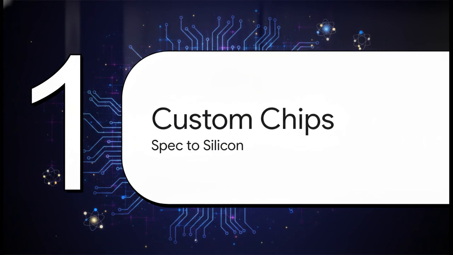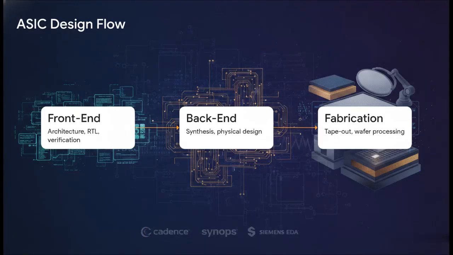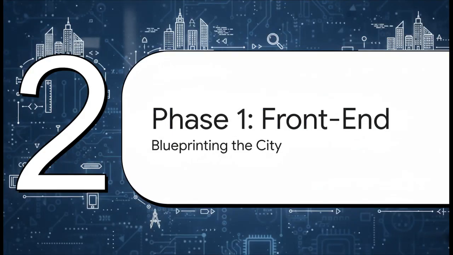The power of custom chips, from specification to silicon. This brilliantly illustrates where human intentions and ideas begin their long, incredible translation into physical atoms. The complete ASIC design flow is broken down into 3 massive buckets: front-end design, back-end design, and finally, fabrication. Transforming a behavioral idea into a physical chip is a monumental task, right? So to pull it off, designers utilize incredibly specialized software tools from companies like Cadence, Synopsys, and Siemens EDA throughout this entire workflow. Moving right along to Phase 1, the front end, blueprinting the microscopic city.